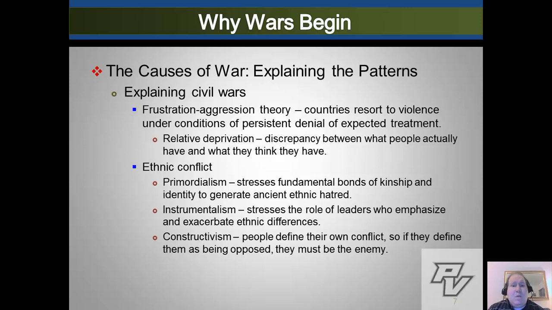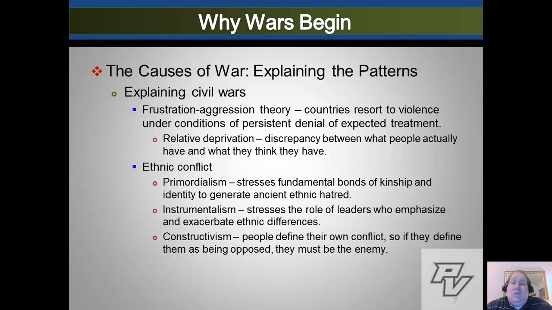The second was instrumentalism, which stresses the role of leaders who come to power and say, I don't like these people. Looking at Rwanda, the Hutus and the Tutsis, this is a prime example. The Hutus rise to power, say, those Tutsis are the cause of all our problems, let's eliminate them. This is one person taking charge and trying to overthrow an entire group because of their personal hatred, which they've now turned their whole population against.